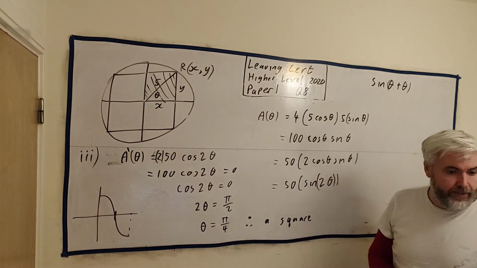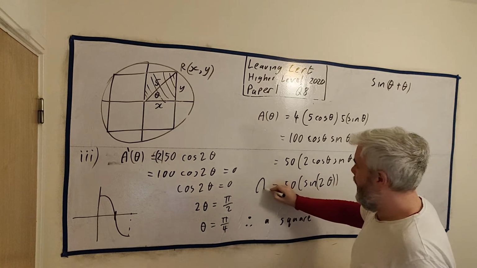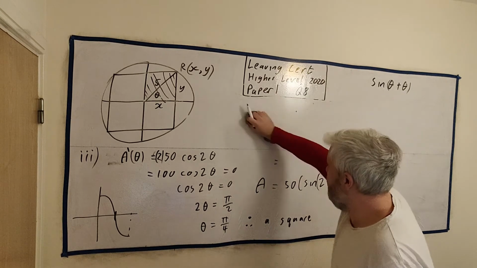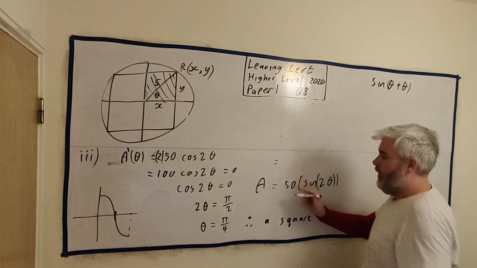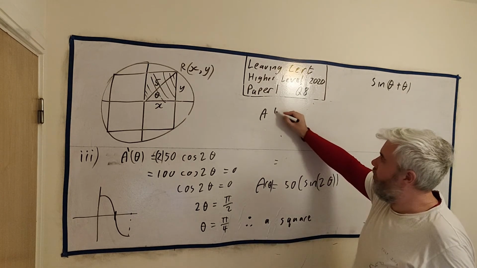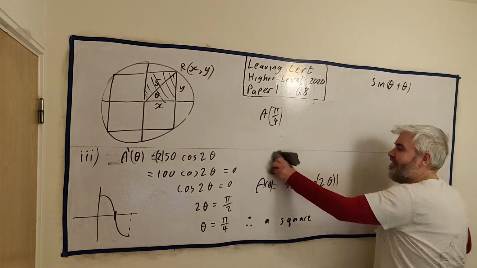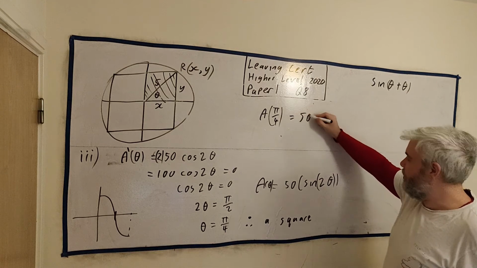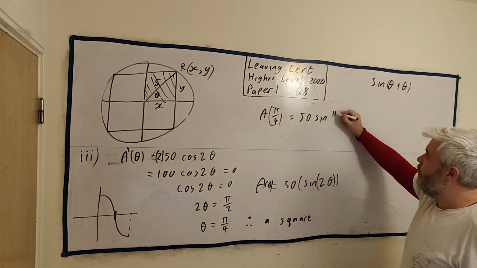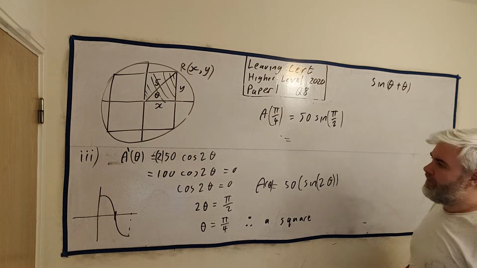All right, let's see. Oh, find the maximum area. We can go ahead and do that now. I'll leave A equals this here. To do that, we know the angle is pi over 4. We know the area is equal to this. So the area when the angle is pi over 4 is equal to 50 multiplied by sine of 2 times the angle, which is pi over 2. And sine of pi over 2 is equal to 1.